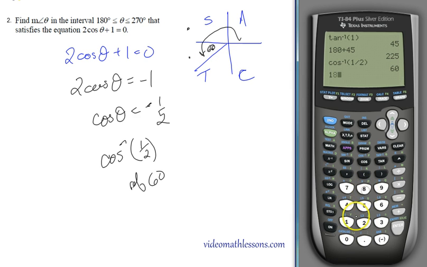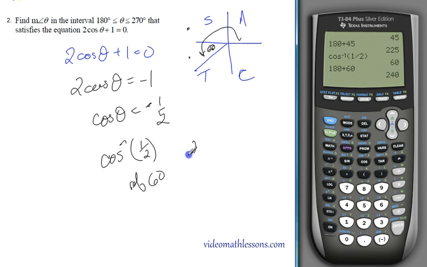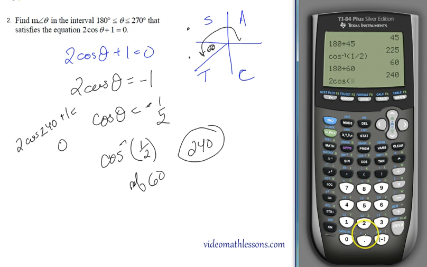And if you don't know it, you just punch it in your calculator. 180 plus 60 equals 240. So the answer is 240 degrees. You can check this. So if I type in 2 cosine 240 plus a 1, it better equal 0. So let's check it. So 2 cosine 240. Make sure you close the parentheses after the 240 plus a 1. And just like magic, we get 0.